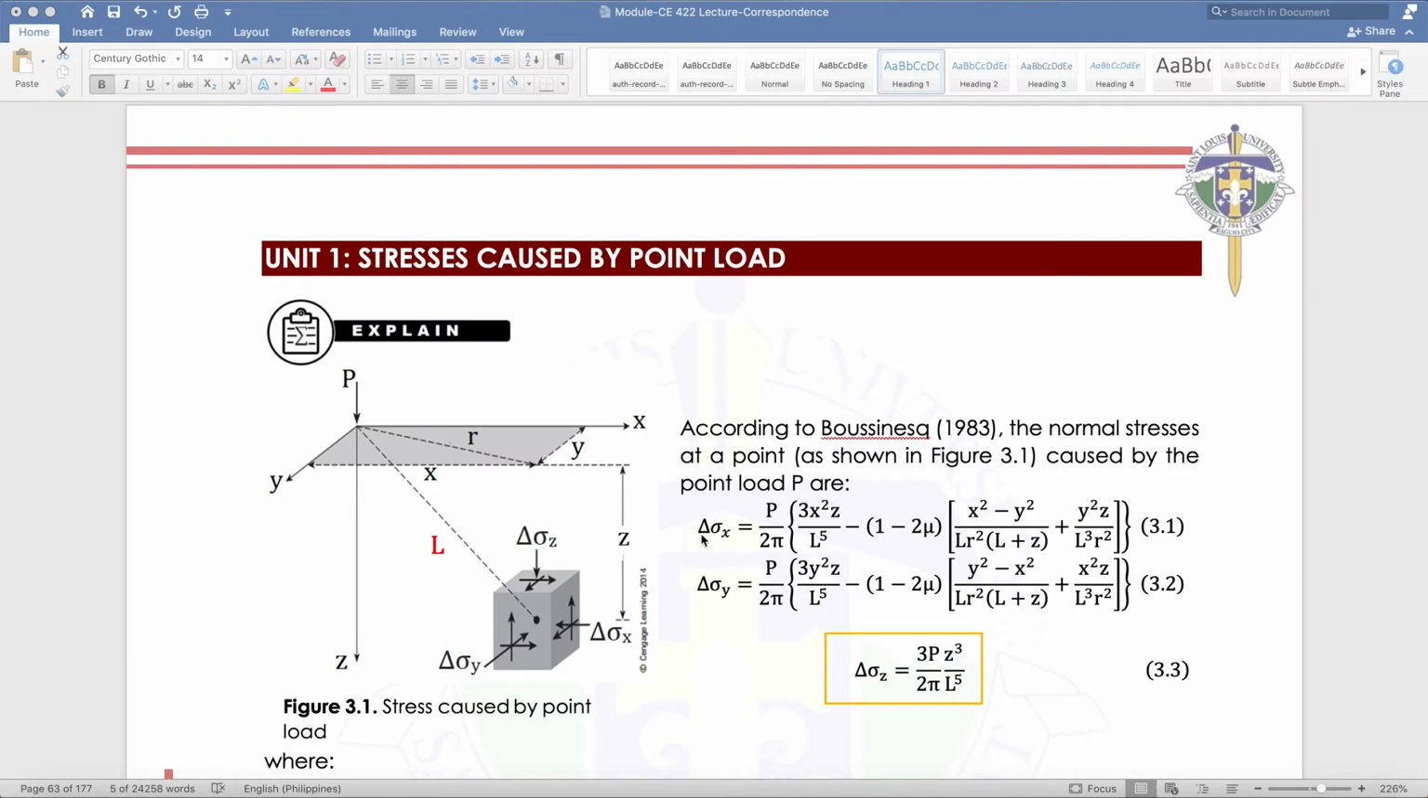We have delta sigma x and delta sigma y. But as we said a while ago, we are interested in the change of sigma z, which is caused by the vertical point load at a certain distance. So delta sigma z is equivalent to 3P z cubed over 2 pi L to the fifth power. Actually, this method is the Boussinesq solution.